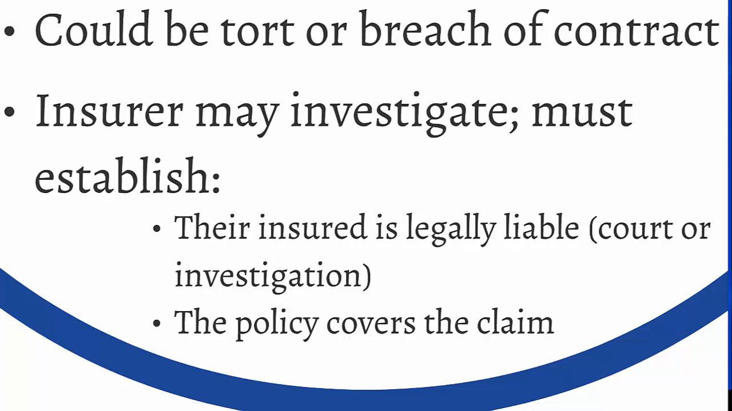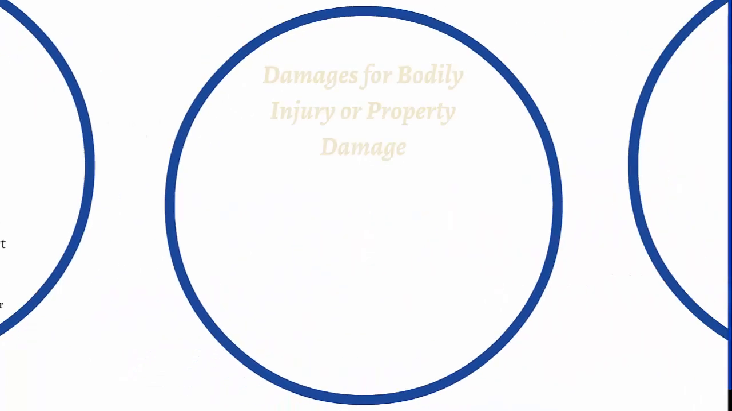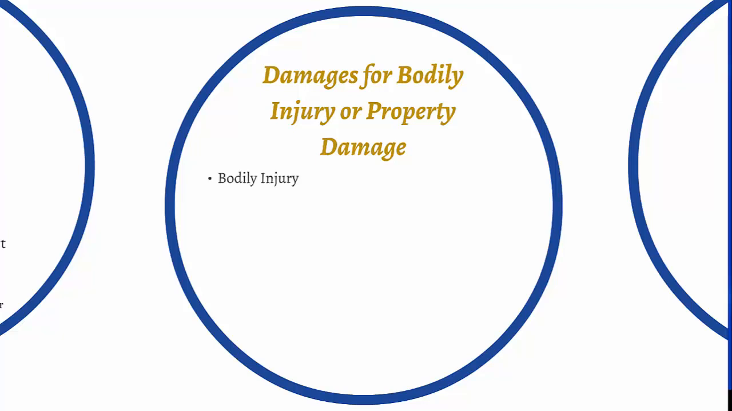With this first condition, there are 2 subconditions. The insured has to be legally liable, as proven by a court's decision or by the insurer's own investigation, and they must show that the policy does indeed cover the claim. Next, there must be damages for bodily injury or property damage. We'll talk about bodily injury first and then property damage.